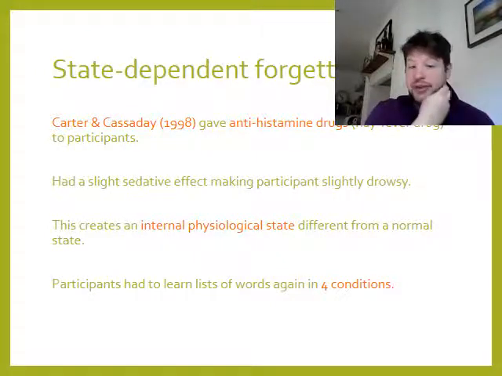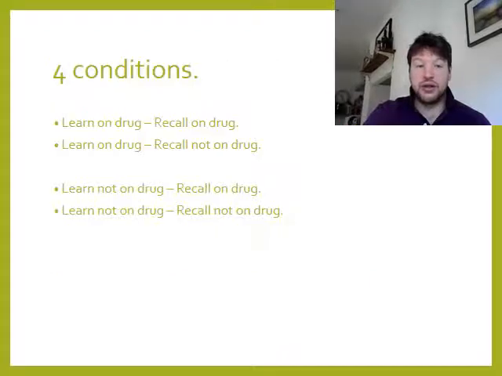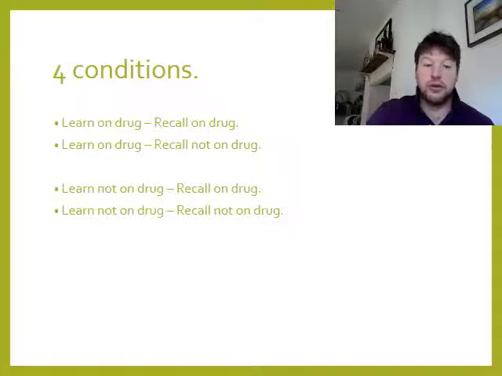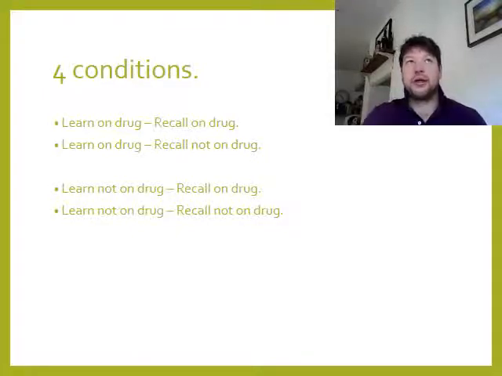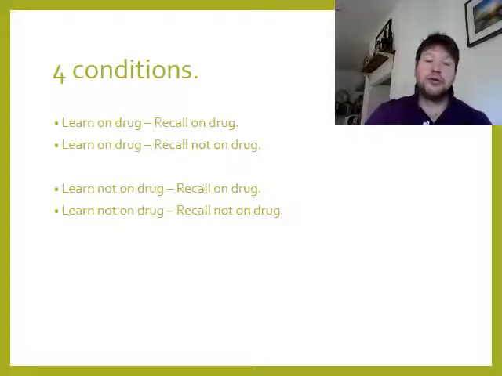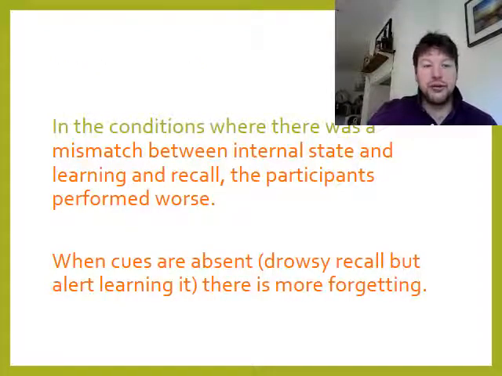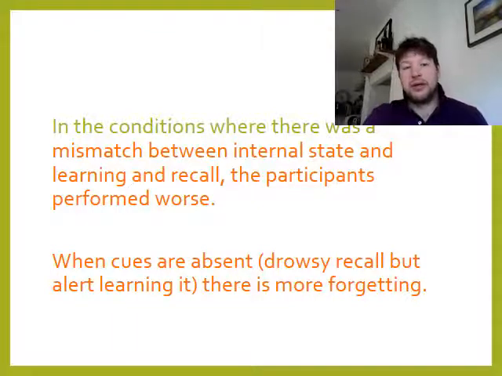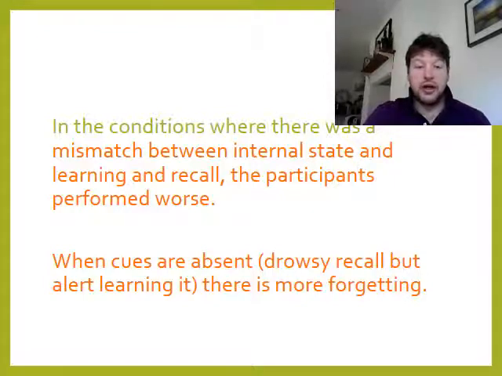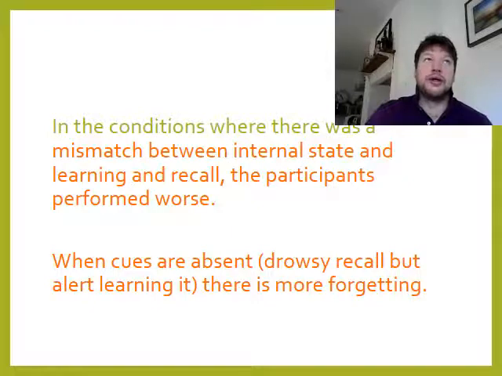And then the same thing, participants had to learn lists of words, again in 4 conditions. Learn on drug, recall on drug, learn on drug, recall not on drug, learn not on drug, recall on drug, and so on. It should make sense to you. You either learn and recall in the same state, or you learn in one state and recall in a different one. All right. Hopefully that makes sense. This is about the state. In the conditions where there was a mismatch between internal state at learning and recall, the participants performed worse. So again, we're showing that if you're not trying to recall in the same state you were in, when cues are absent, there is more forgetting.